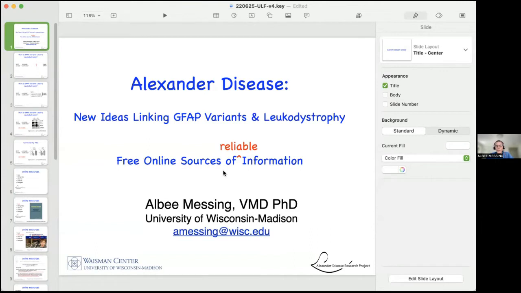What I wanted to do to start off this session was talk about two things. One is this question about how is it that GFAP variants cause a leukodystrophy? This is a gene that's not expressed in oligodendrocytes, the myelin-forming cells. So how is it that these GFAP variants lead to leukodystrophy? And the second part of my presentation is going to be online sources of reliable information, for the most part free as well. So hopefully those will be useful to people.